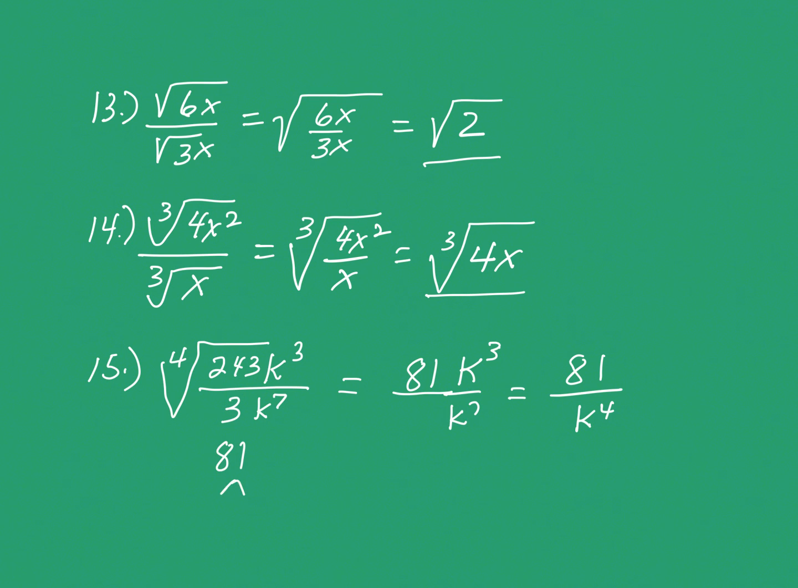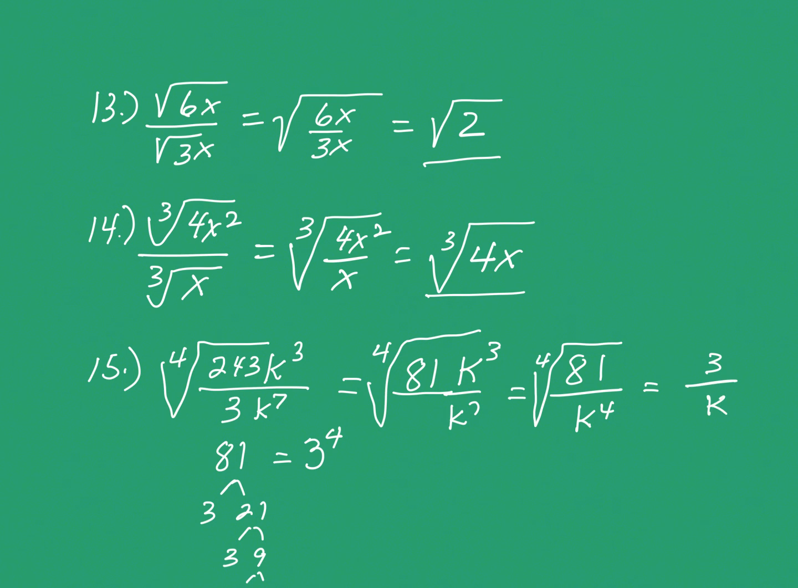81 is 3 times 27, 3 times 9, and then 3 times 3. So 81 is actually 3 to the 4th. And we're still trying to find the 4th root. So the 4th root of 81 is 3, and the 4th root of k to the 4th is k. And that's what it simplifies to.